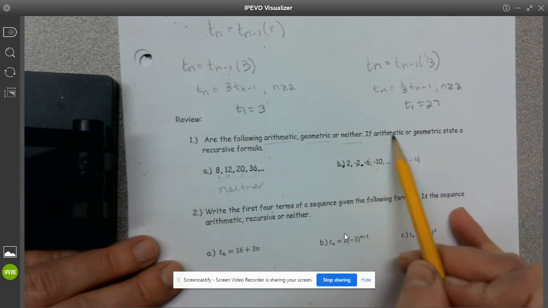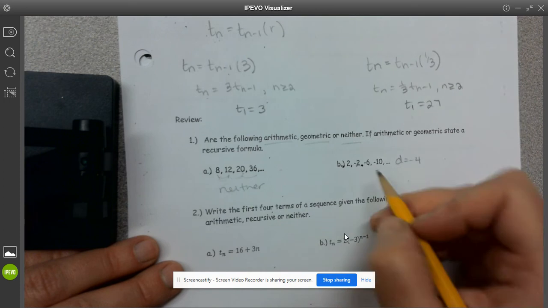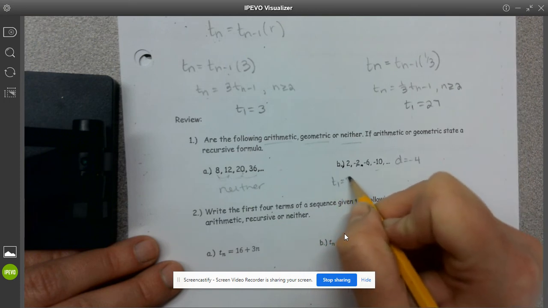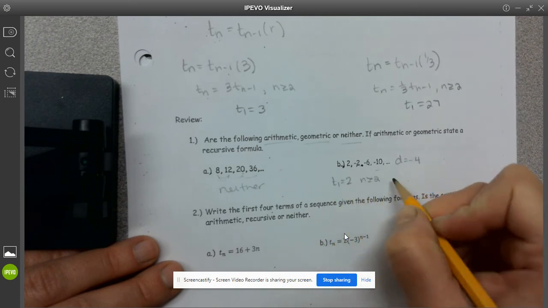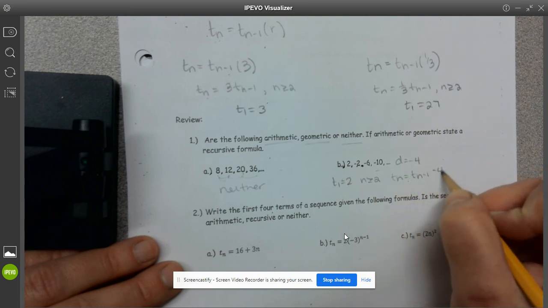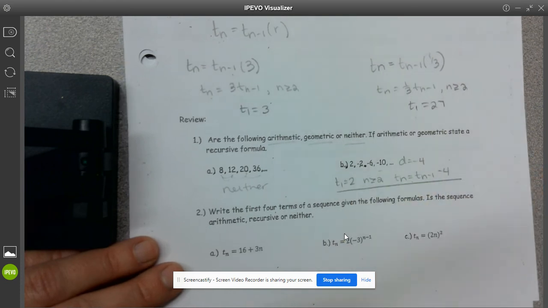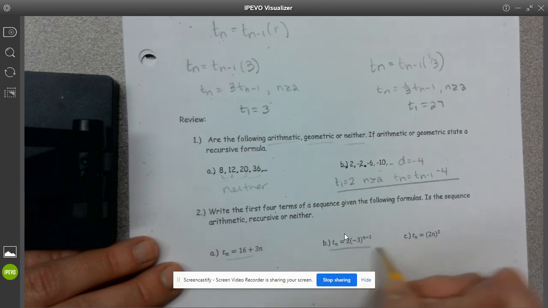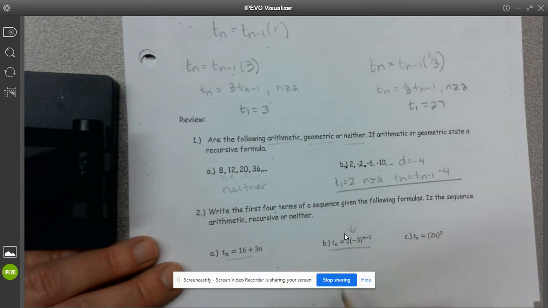Here, we are subtracting 4 every time. It says, if it's arithmetic, state a recursive formula. Well, my first term is 2. I'm going to start using my second term. Whatever term I'm trying to find, it's my previous term minus 4. So that's pretty much what we just did. It says, write the first 4 terms of the sequence. Here is the only one that's a recursive formula that we've done.